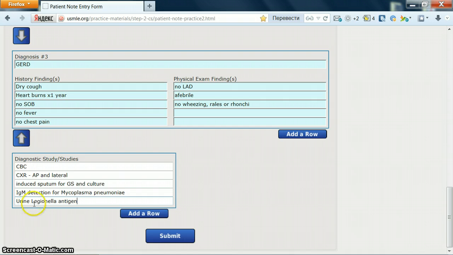My next patient note will be about some musculoskeletal problem.